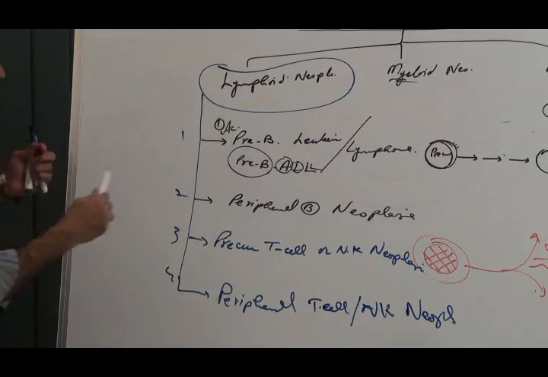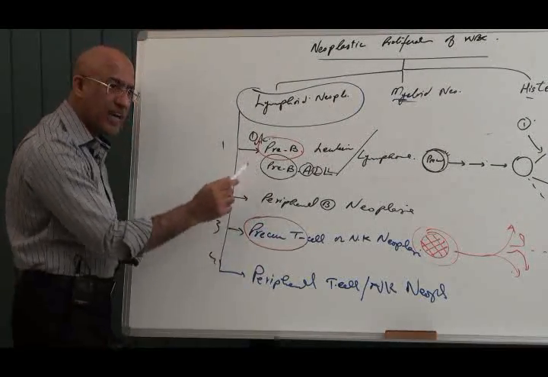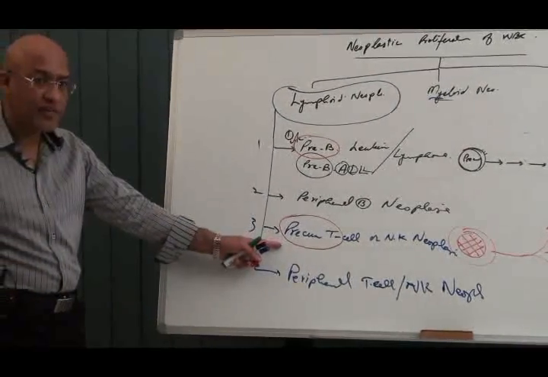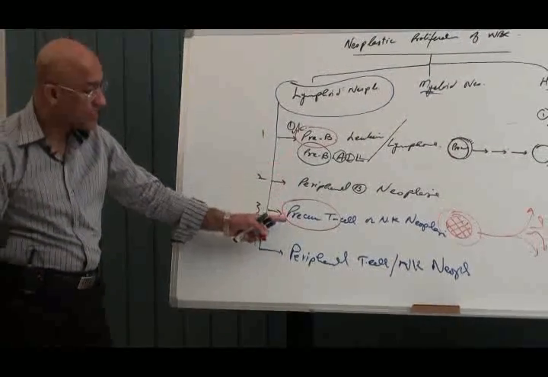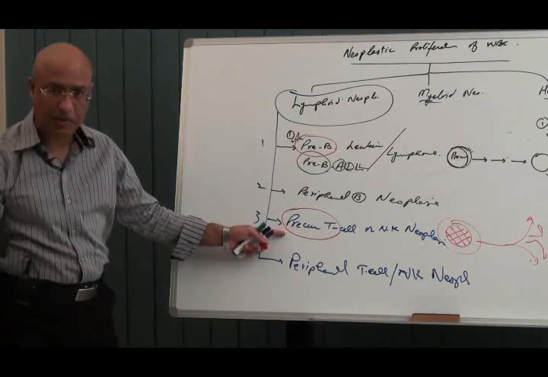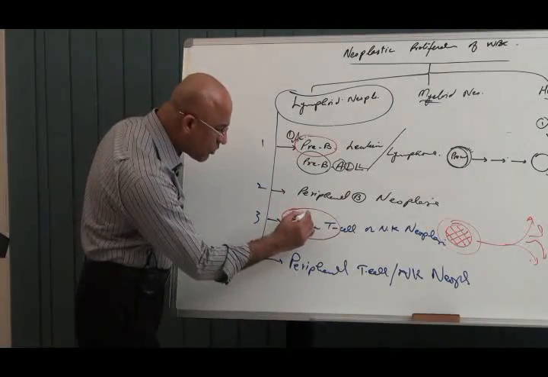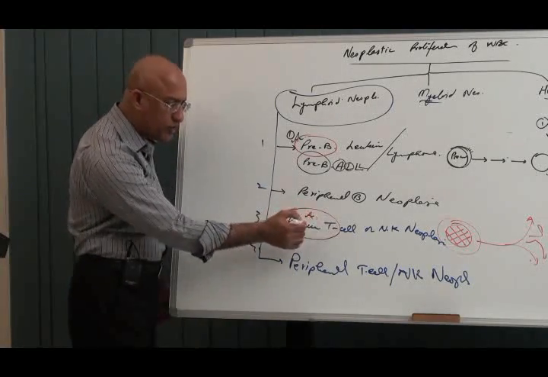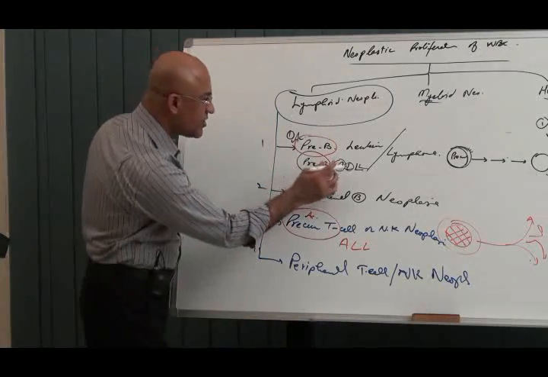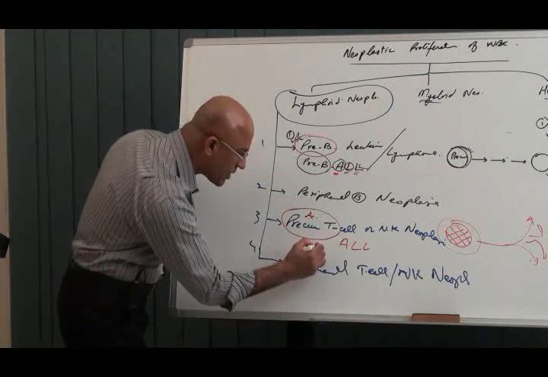Here it is precursor B, here it is precursor T. Will both of them be less aggressive or more aggressive? For precursor, is the arrest earlier or later? Earlier. So precursor B and precursor T, both of them are highly aggressive. They will kill the patient very rapidly if untreated. So both of them should be acute or chronic? Acute. If it is leukemic or lymphomic, we can also call this acute lymphoblastic leukemia lymphoma. The difference between this and this is that it is pre-B and this is pre-T.